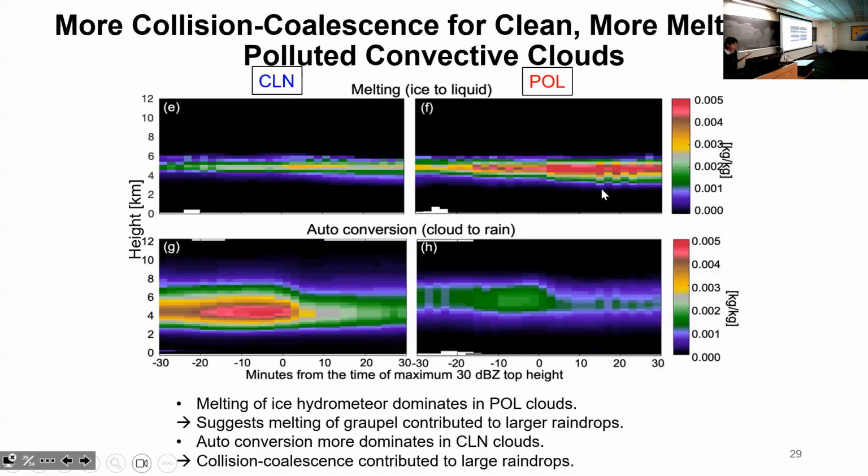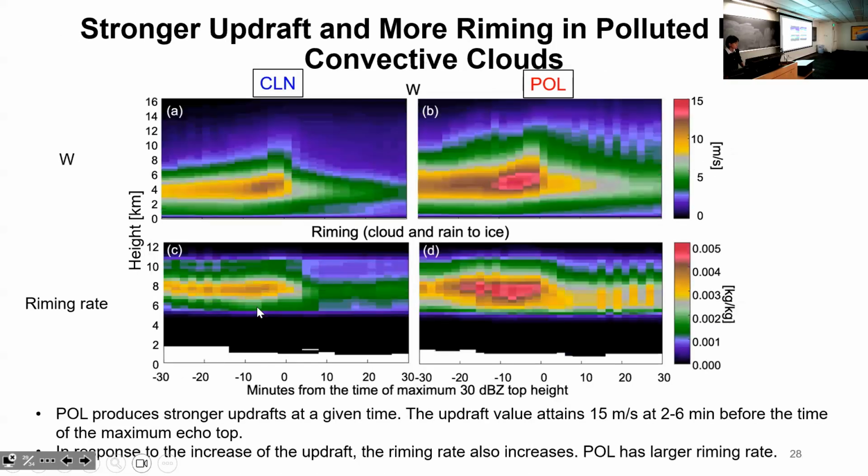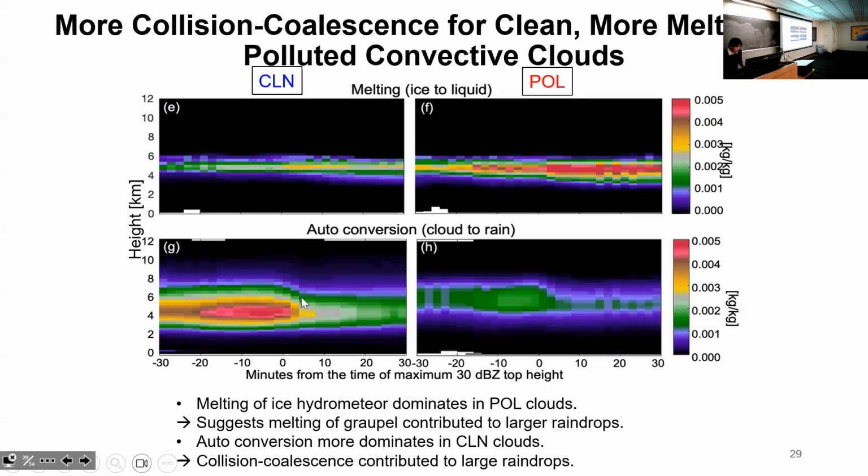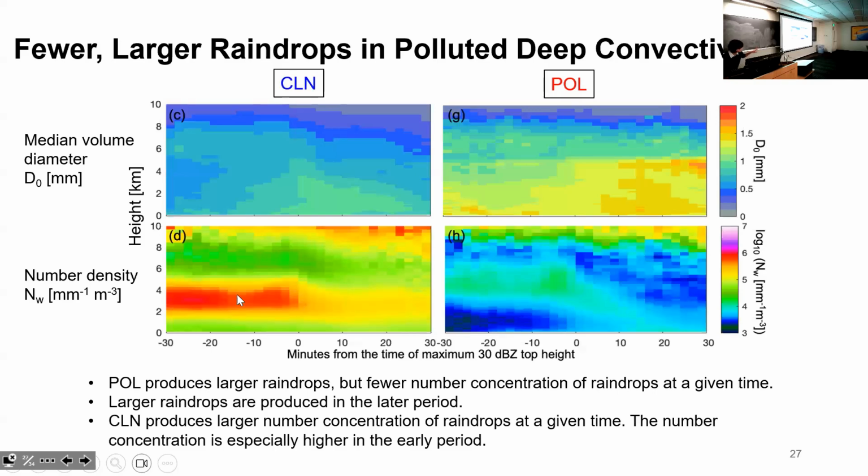On the other hand, the clean case has more autoconversion rate, suggesting more collision and coalescence processes, particularly in the early stage. This is consistent with the higher number concentration in the early stage here.